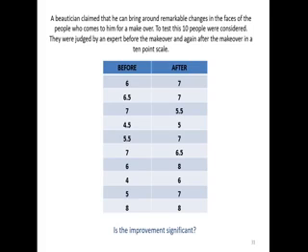We take an example also here. A beautician claimed that he can bring around remarkable changes in the faces of people who come to him for a makeover. To test, these 10 people were considered. They were judged by an expert before the makeover and again after the makeover on a 10-point scale. So these are the marks out of 10. These are not ranks, but these are marks out of 10.